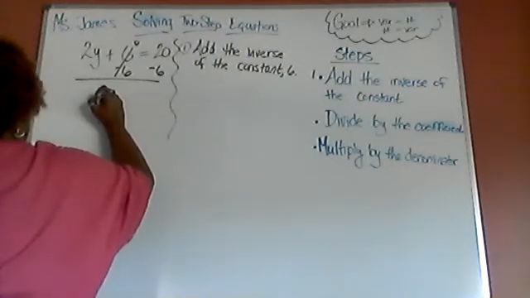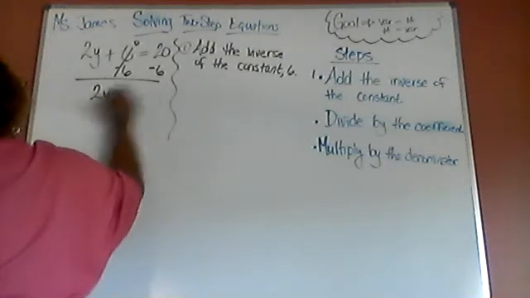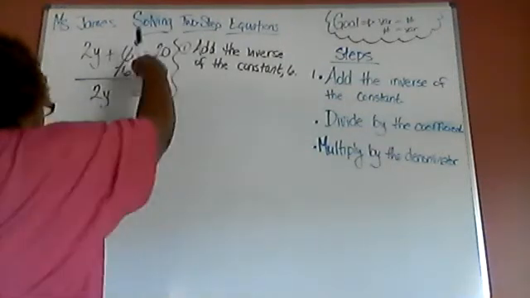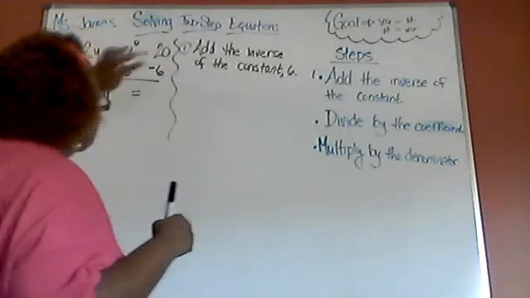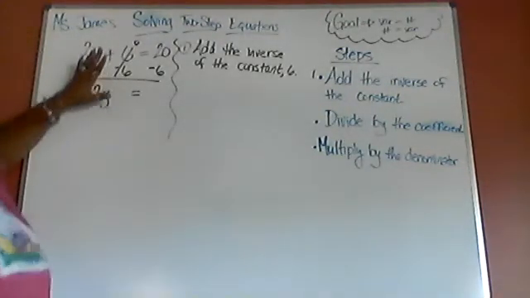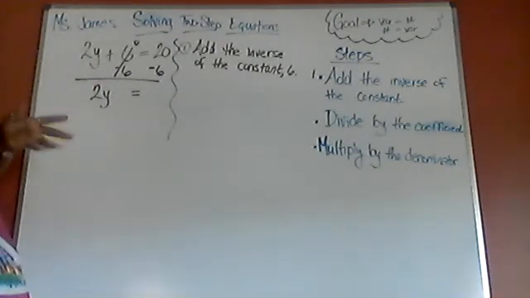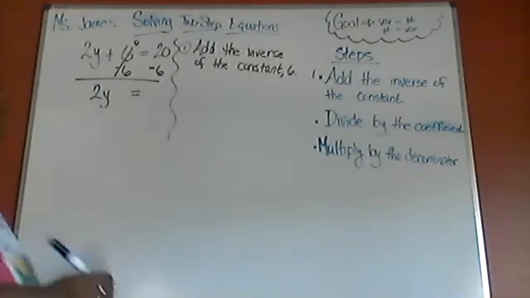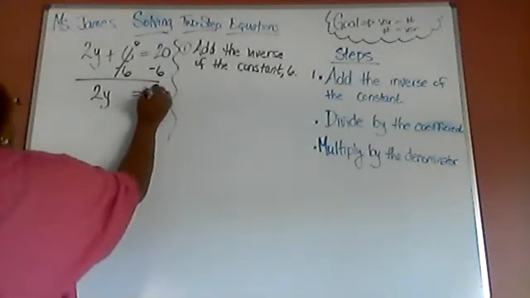So it's 0 here. We're going to bring down my 2y and bring down my equal sign. Make sure it's lined up. And then we have 20 plus negative 6. Well, this looks like 20 minus 6, and that's how we can look at it if it's easier for you to figure that out. But 20 plus negative 6 is 14.